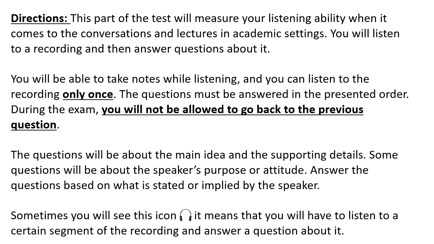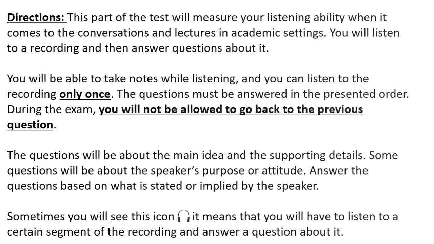Sometimes you will see this icon. It means that you will have to listen to a certain segment of the recording and answer a question about it.